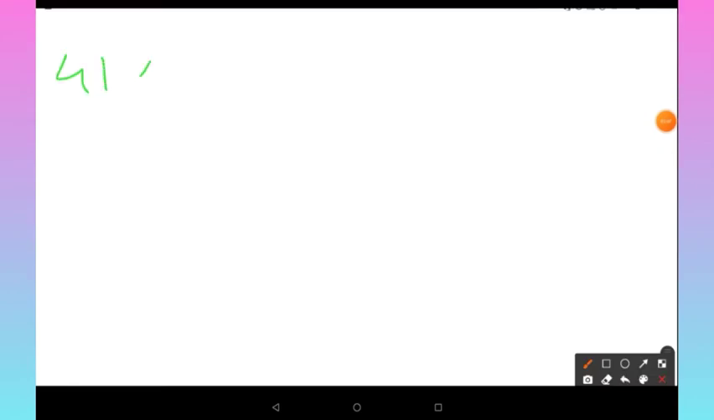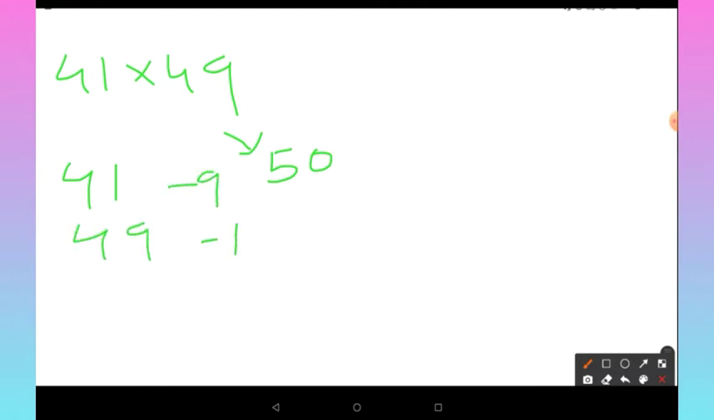We'll do it once again. We are asked to do 41 into 49, and here we are taking the base as 50, which is a multiple of 10. So 41 minus 9 is the representation, and 49 minus 1 is the representation, and you do whatever is comfortable, either 41 minus 1 or 49 minus 9. So you got 40, and when you multiply the deviations you will get 9.